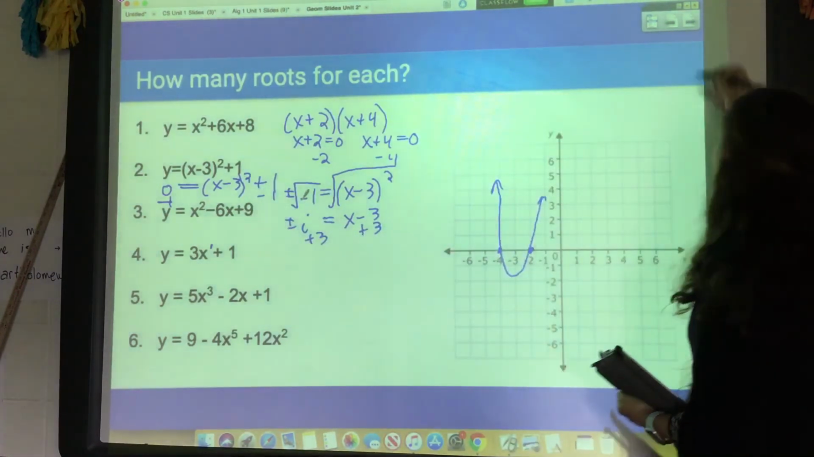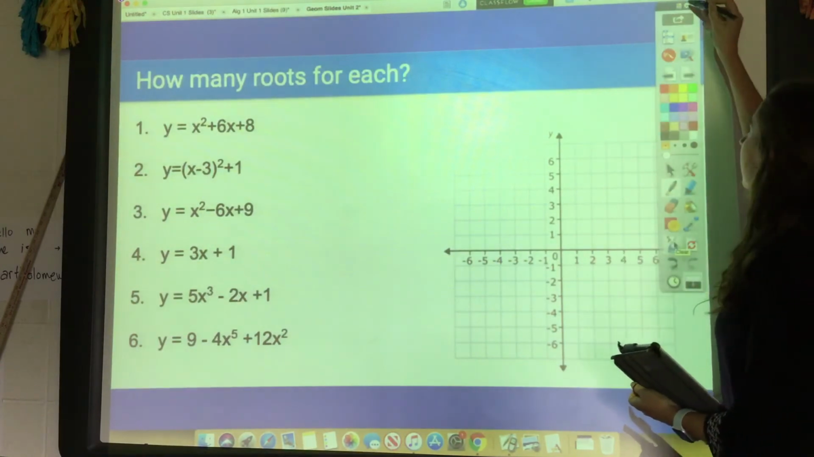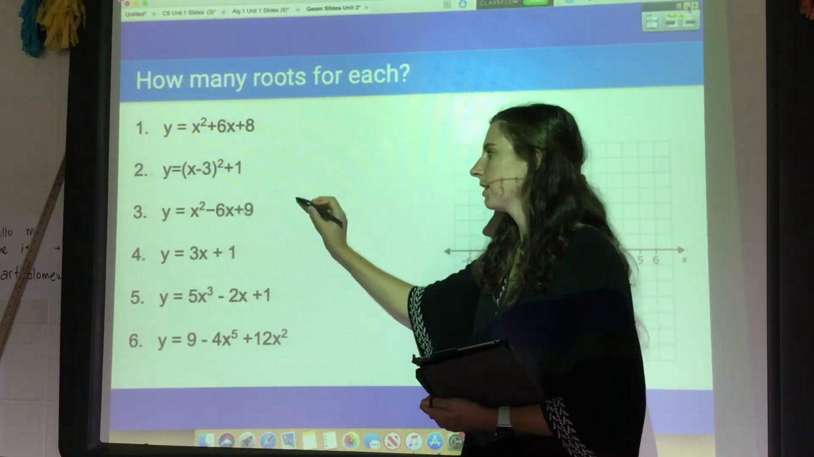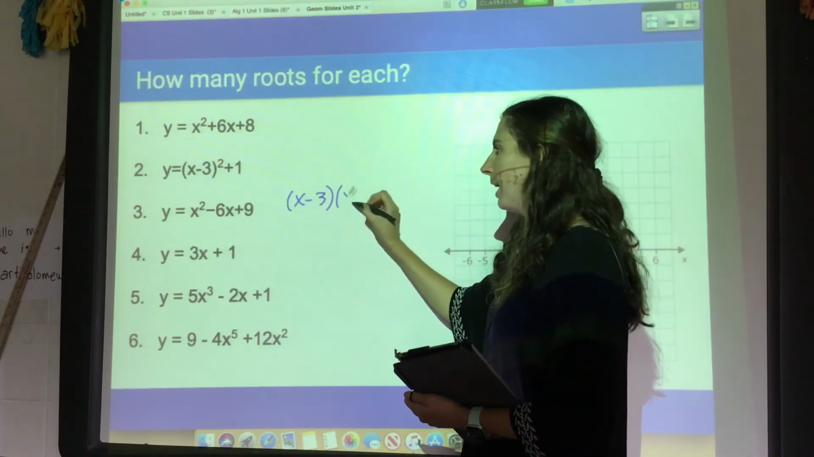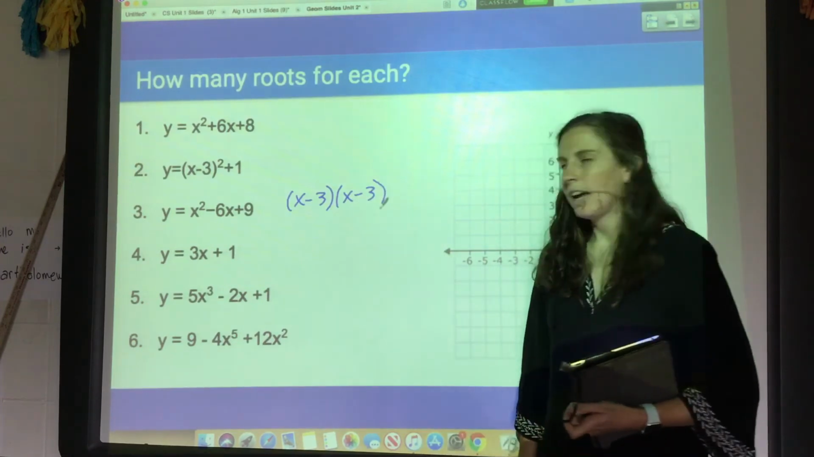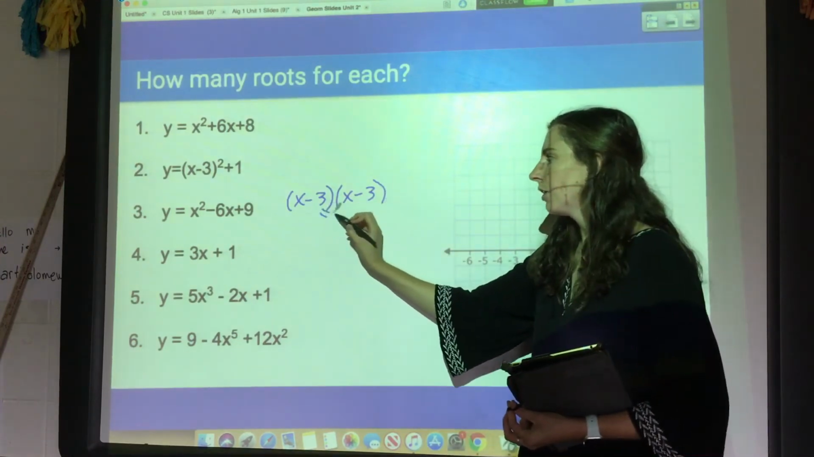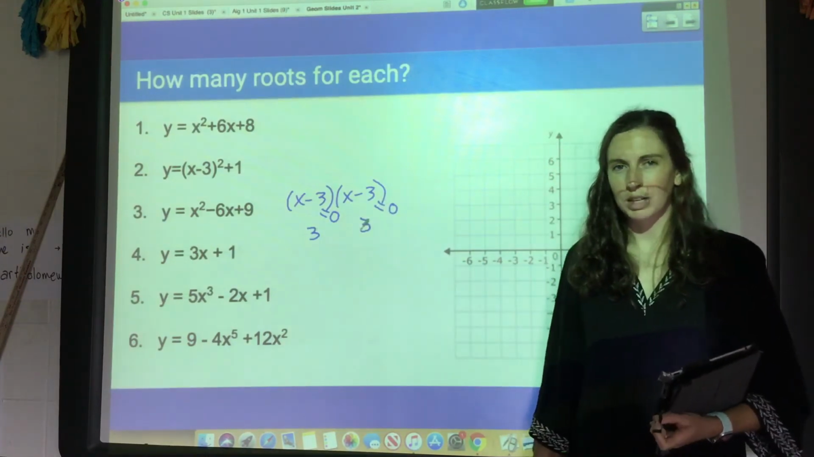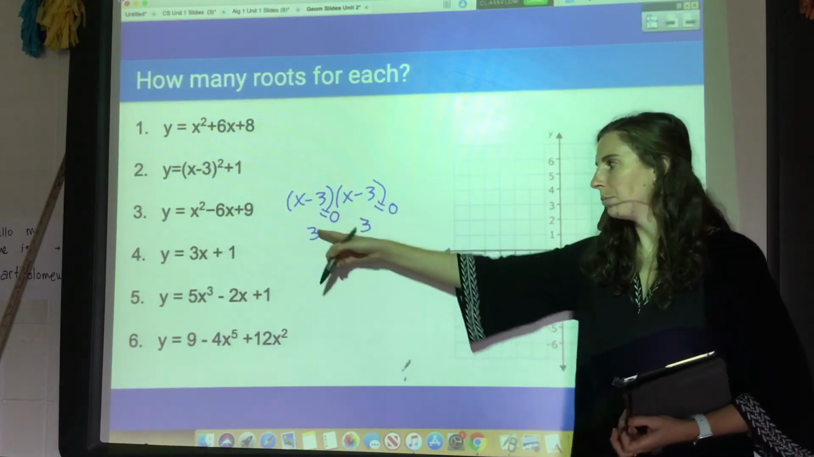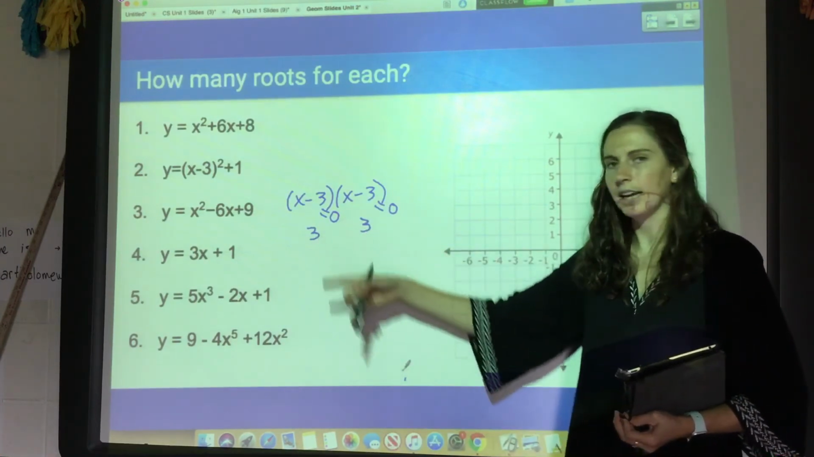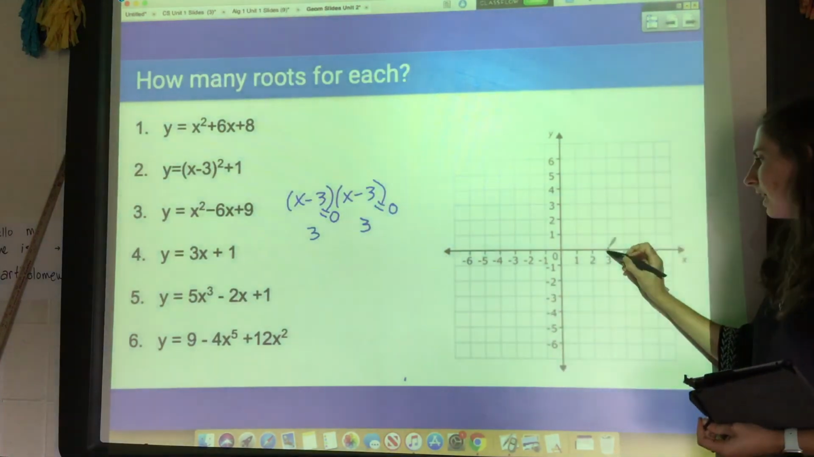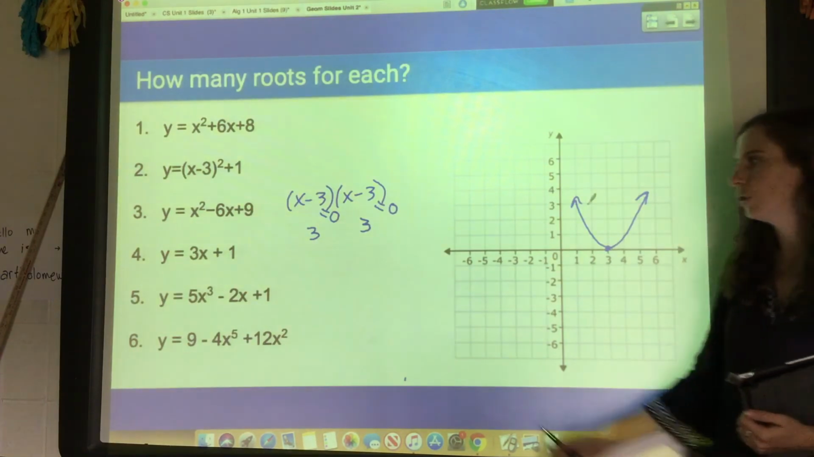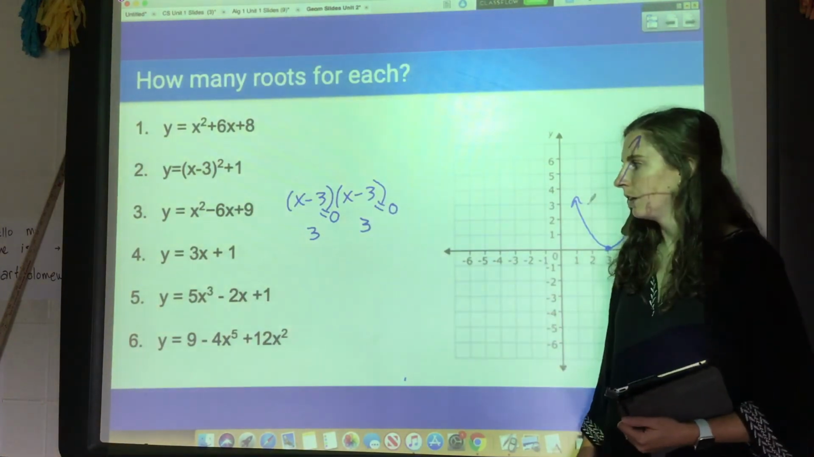This one, number 3, if you were to factor this, what multiplies to give you 9 and adds to give you -6, that would be -3 and -3. And you'll notice if we set those equal to 0 and solve, we get 3 and 3. That's one of those where you have multiplicity, where the roots ended up being the same. So you have a root of 3 and another root of 3. And so it would hit right here at 3, and it would look like this. Again, these are two real roots, because they're still real numbers.